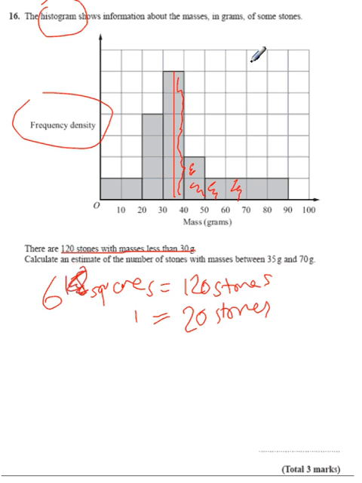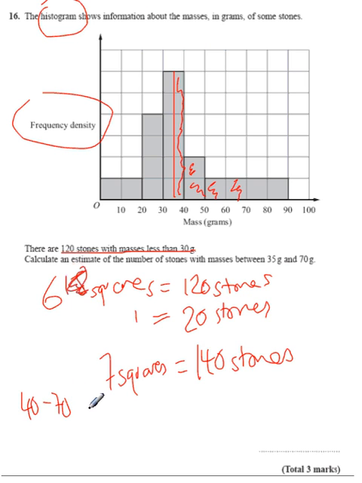So we've got the 3 squares here, we've got the 2 squares here, and we've got the 2 squares here. That adds up to 7 squares, which equals 140 stones. Now, I would say that's probably not enough working. You probably want to be a bit clearer than that. So you might want to say something like between 40 and 70 is 4 squares, and then say something like half of 30 to 40 equals 3 squares, just so it's made clear that you've done that. But yeah, the answer is 140 stones.